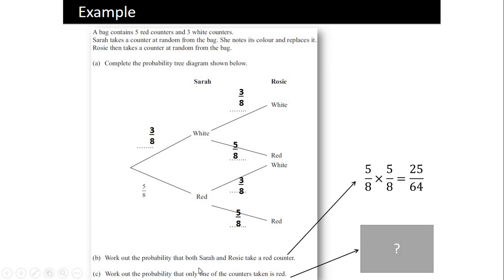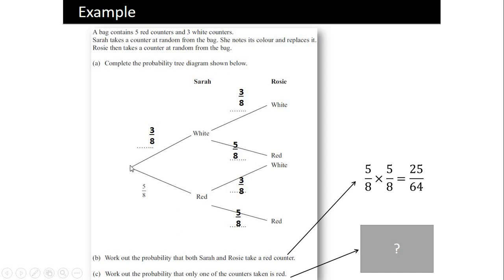Part C, work out the probability that only one of the counters taken is red. Now this lends itself to having 2 options here. Now here they're both white, so I don't want this option. But for one of the counters to be red, I could have a white, then a red. So it could be this option, but also it could be this option. It could be the other way round, red, then white.